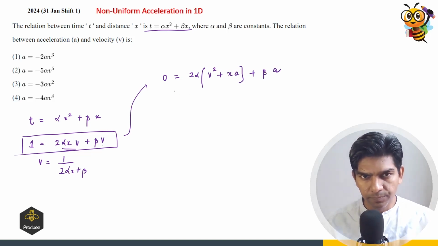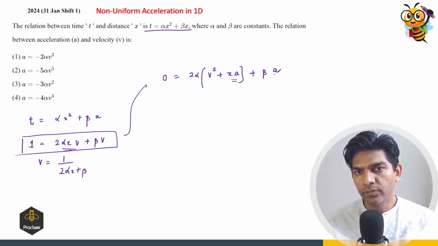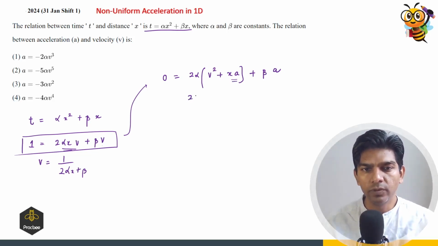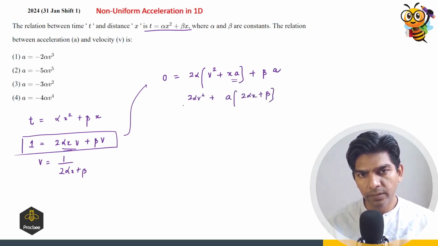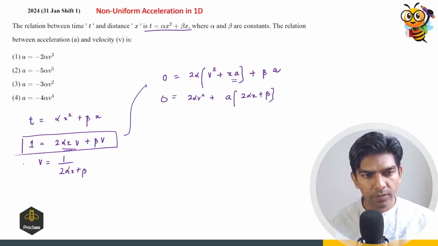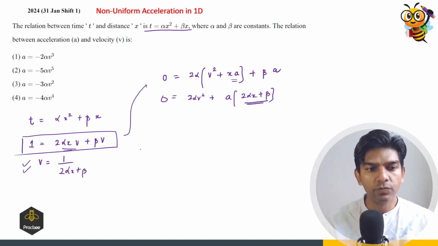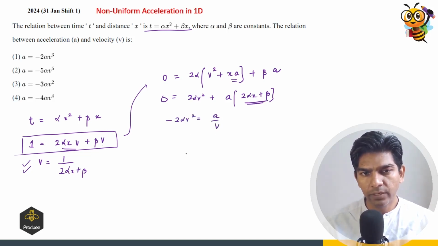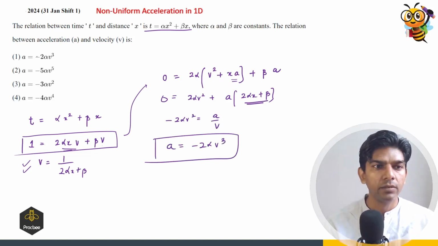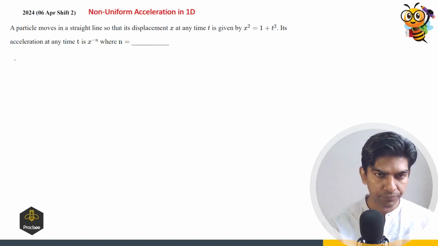Now let us club all the terms which contain a. So it will be 2 alpha v square plus a times 2 alpha x plus beta is equal to 0. And if you look at this relation, v is equal to 1 upon 2 alpha x plus beta. So 2 alpha x plus beta is 1 by v. So it will be minus 2 alpha v square equals a by v. So a will be minus 2 alpha v cube, right? So option 1 is the right answer.